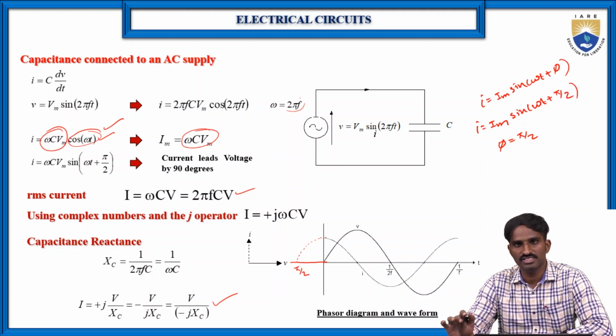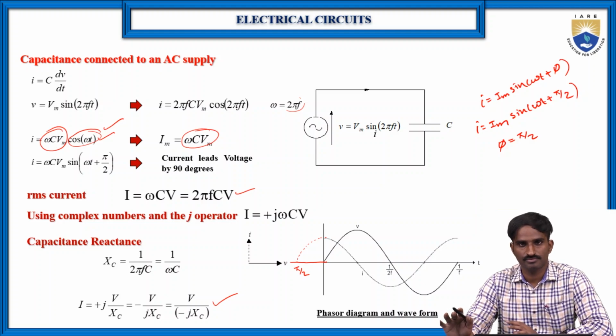So here plus means it is leading. So the current leads the voltage by 90 degrees, right? When coming to the phase angle, in both cases it is the same, 90 degrees. But when coming to the leading and lagging concept, in the case of inductance, the current lags behind the voltage by 90 degrees, and in the case of capacitance, the current leads the voltage by 90 degrees.